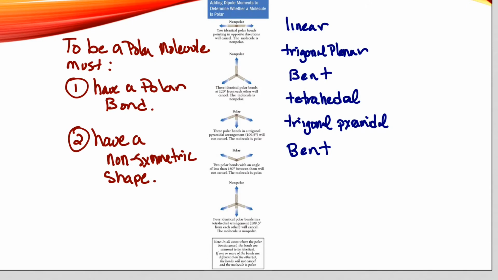So as follows: for a molecule to be polar, it must, one, have a polar bond, so we must have a difference in electronegativity of 0.5 or above, and second, it must also have a non-symmetric shape. Now, what does it mean to have a non-symmetric shape? Well, we've talked about analyzing the arrows, and we can see that if they're pointing equal and opposite, they'll cancel. But sometimes it's a little bit tricky, right?